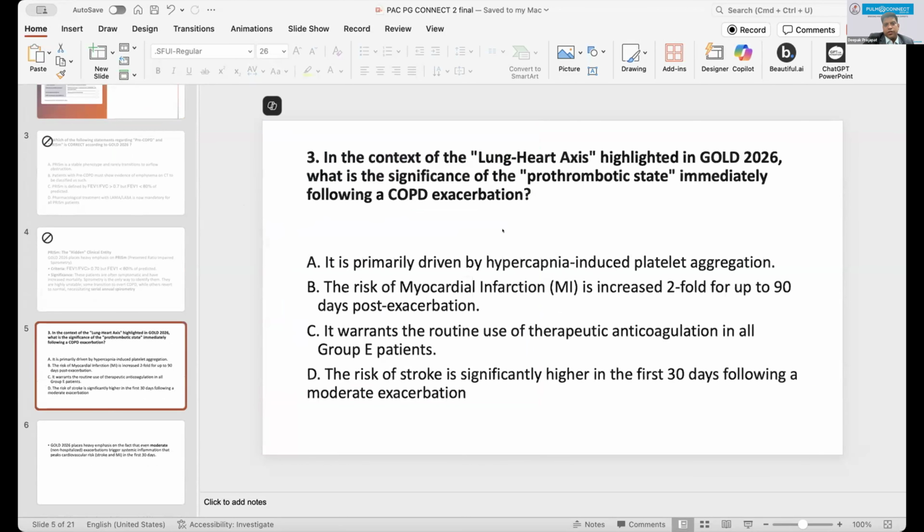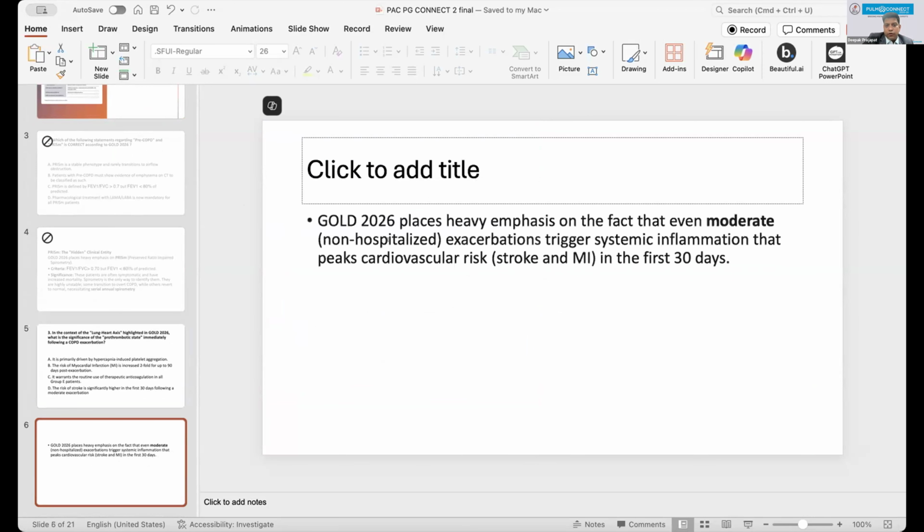Then the next question is, in the context of the lung-heart axis in GOLD 26, the significance of the prothrombotic state immediately following COPD exacerbation. The answer is, GOLD places heavy emphasis on the fact that even a moderate exacerbation triggers a systemic inflammation that peaks the cardiovascular risk, including stroke as well as myocardial infarction, in the first 30 days, not 90 days.